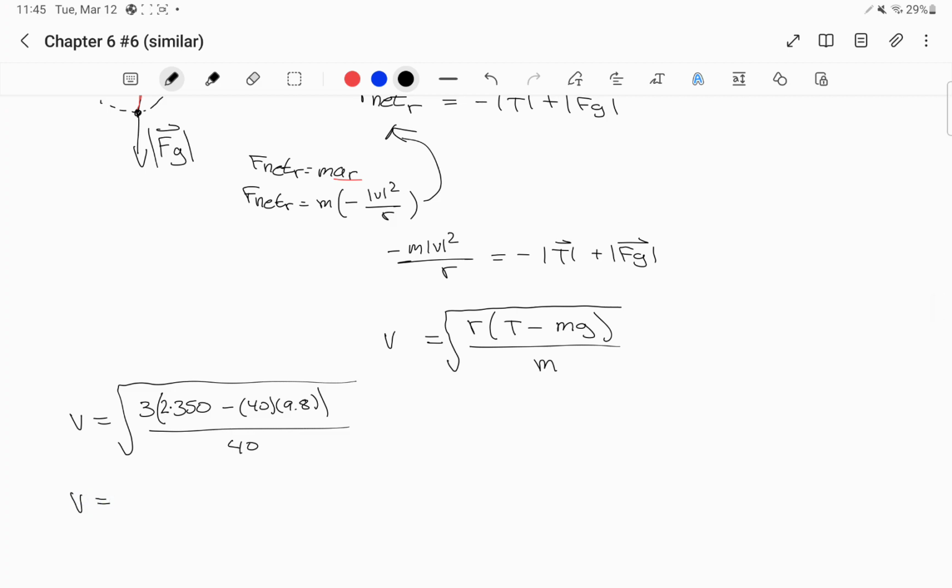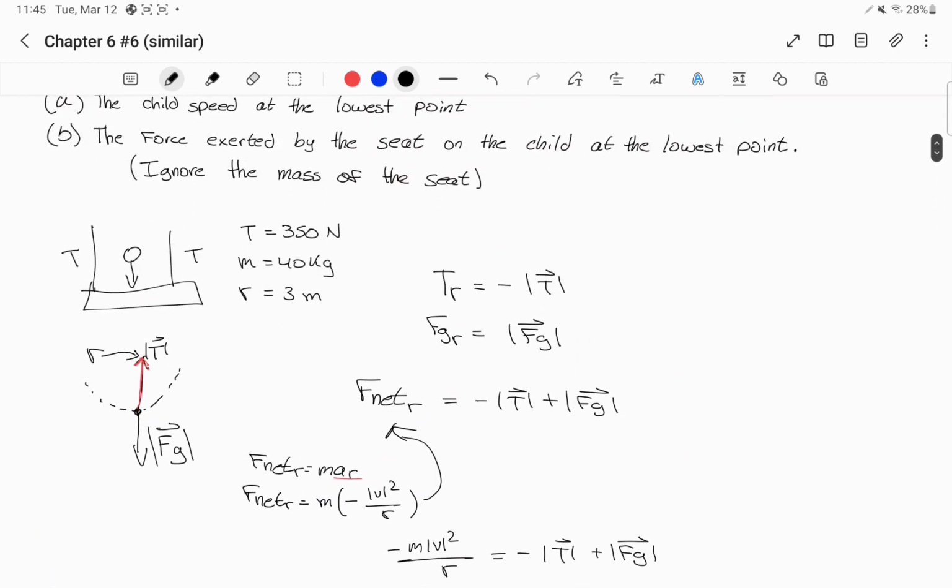And putting that into your calculator, we would have 2 times 350 minus 40 times 9.8, all over 40. We would have 4.8062 meters per second. And that is the velocity of the child at the lowest point. Now we want to find the force exerted by the seat on the child at the lowest point.